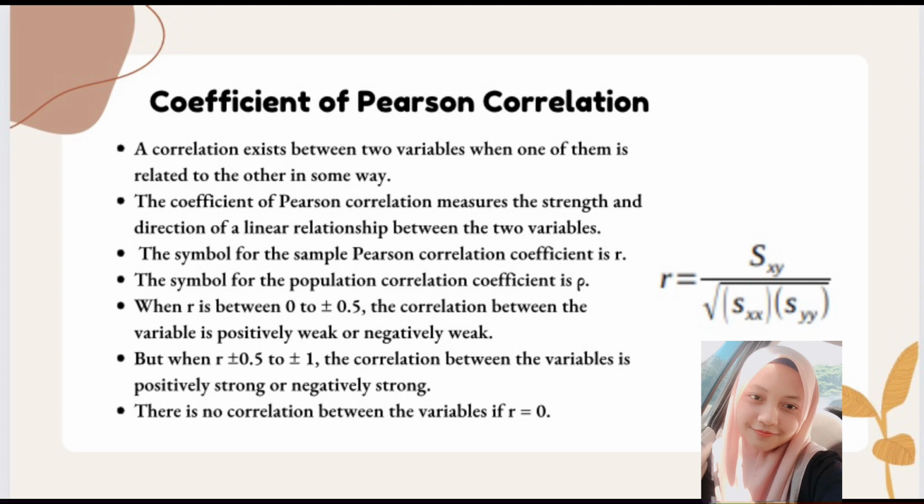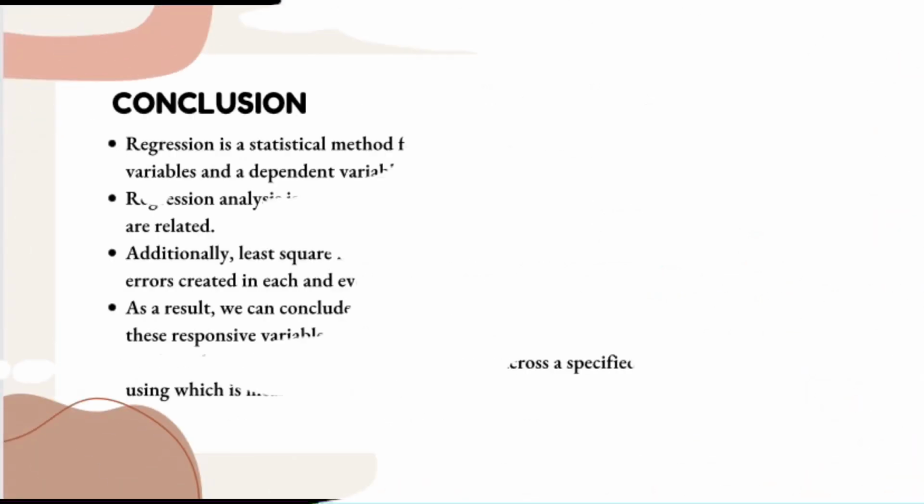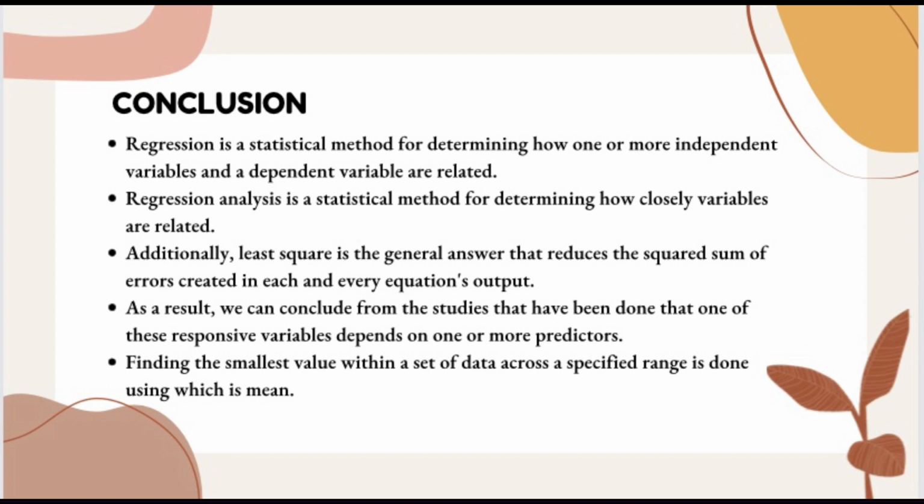For conclusion, regression is a statistical method for determining how one or more independent variables and a dependent variable are related. Also, regression analysis is a statistical method for determining how closely variables are related. Additionally, least square is the general answer that reduces the sum of squared errors created in each and every equation's output. As a result, we can conclude from the study that has been done that one of these response variables depends on one or more predictors. So that's all from us. Thank you.